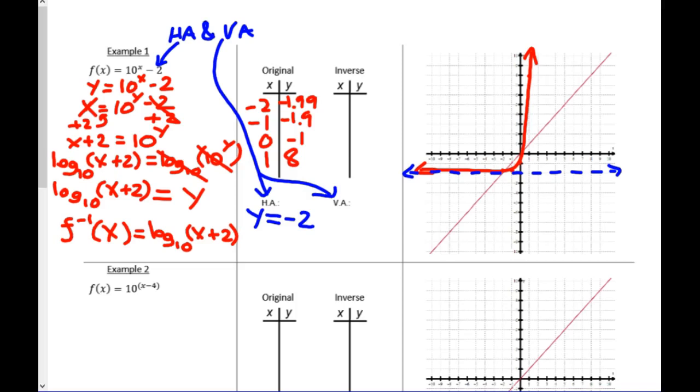And then what do we do with that table to get the inverse? Flip it and then plot it. Same thing. So let's do that. Negative 1.99, comma negative 2. Negative 1.9, negative 1. Negative 10, 81. Oh my gosh.